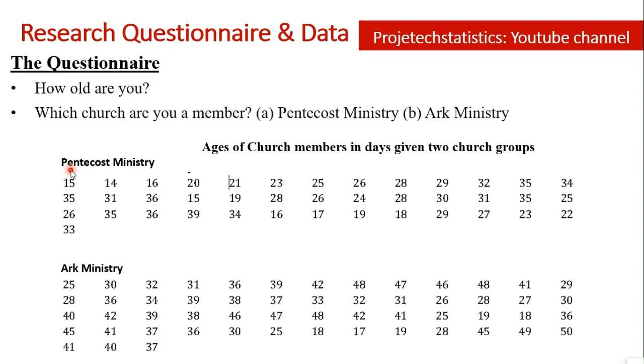So here we have the Pentecost ministry. Look at their responses here. 40 persons have responded with their ages in years, not days. There was a mistake here. So we have the ages of the church members. The Pentecost ministry members are here, and the Ark ministry. These are their ages. There are about 55 of them.